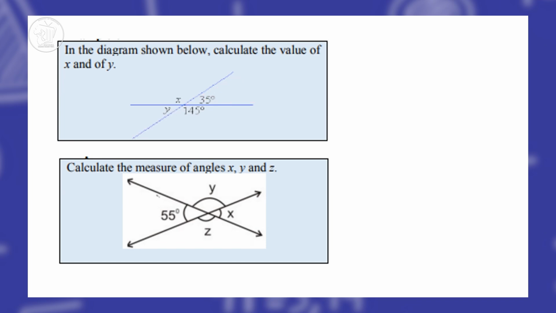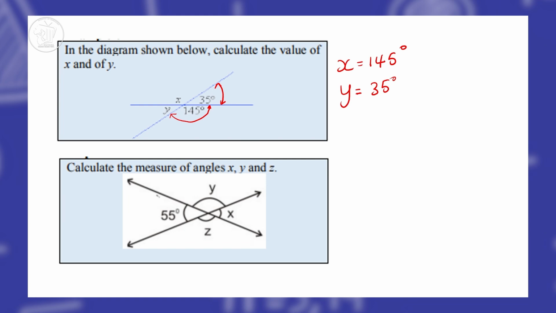So we see we have vertically opposite angles being formed. If this angle here is 145, we can say angle X is equal to 145 degrees, since angle X is vertically opposite to that. And then the same thing for angle Y. Angle Y is vertically opposite this 35 degrees. So we can say angle Y is equal to 35 degrees because the two angles are vertically opposite each other.